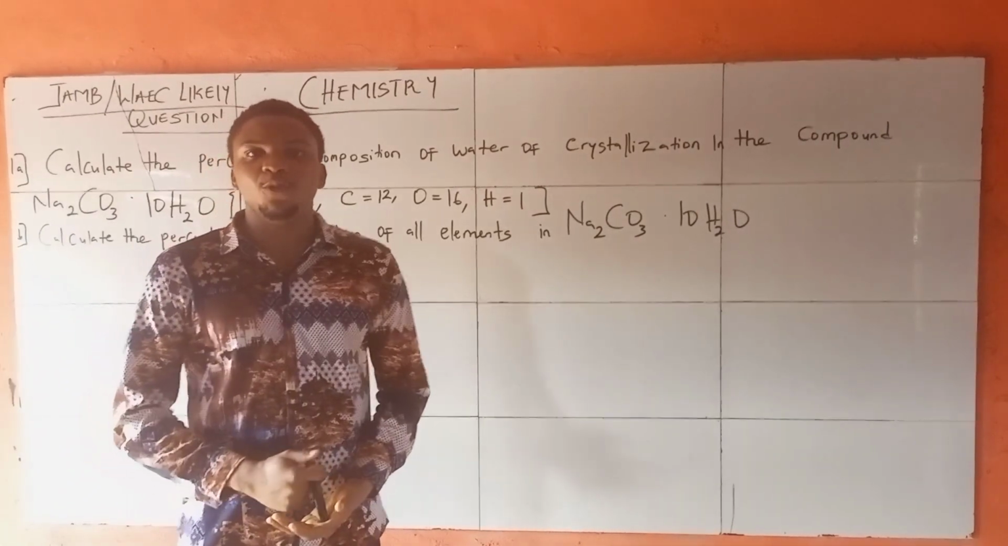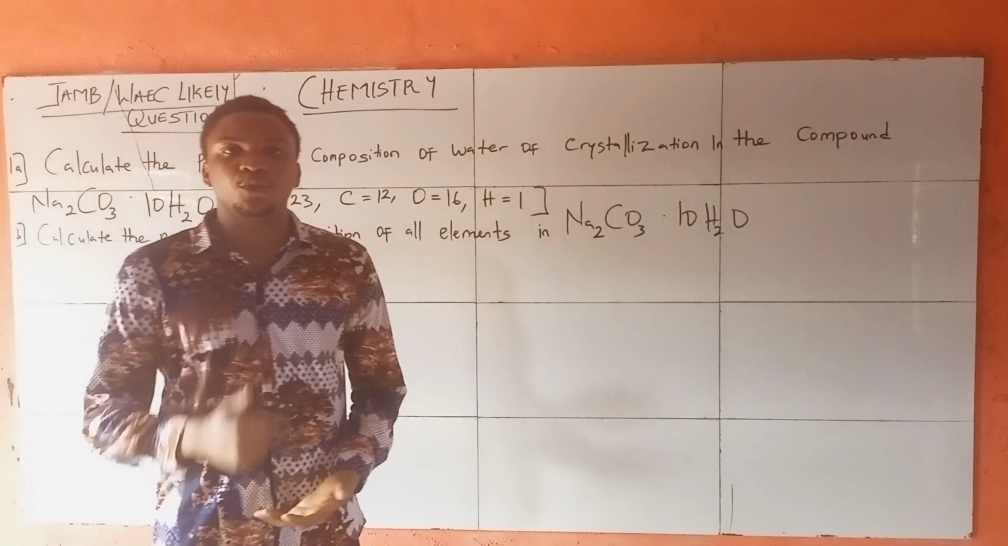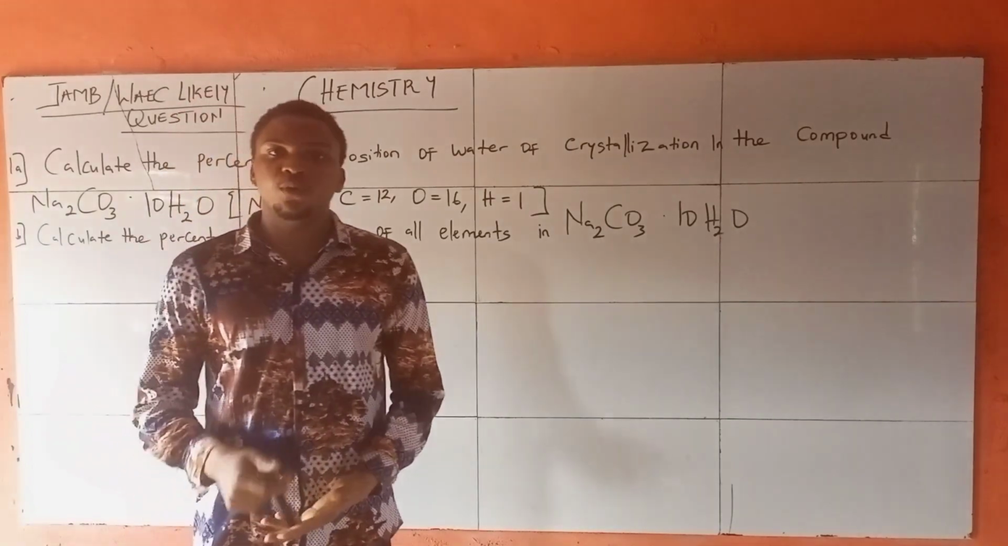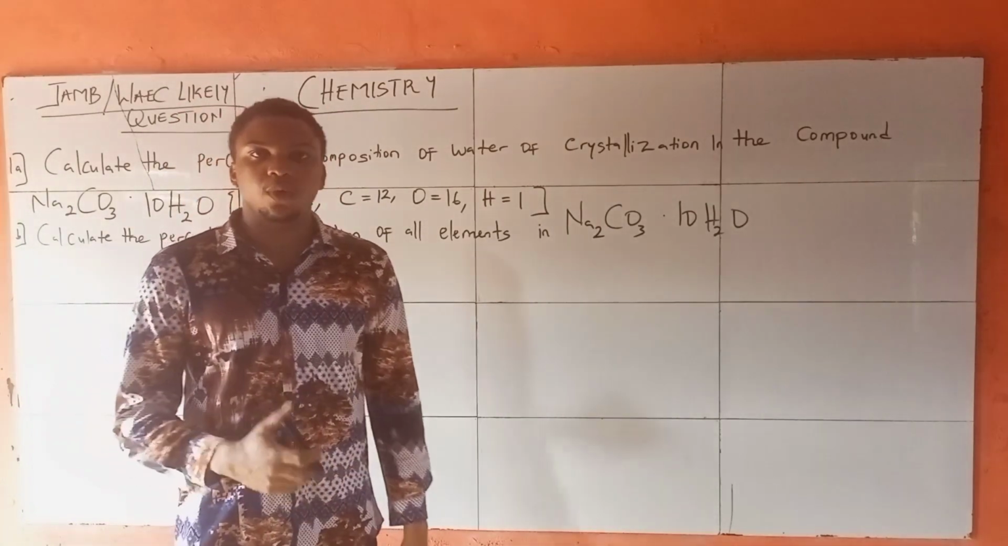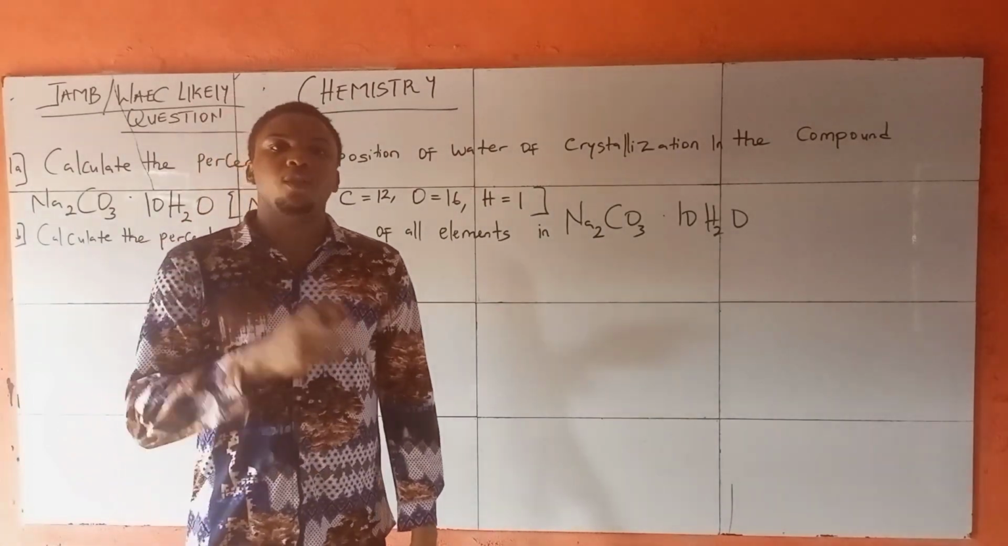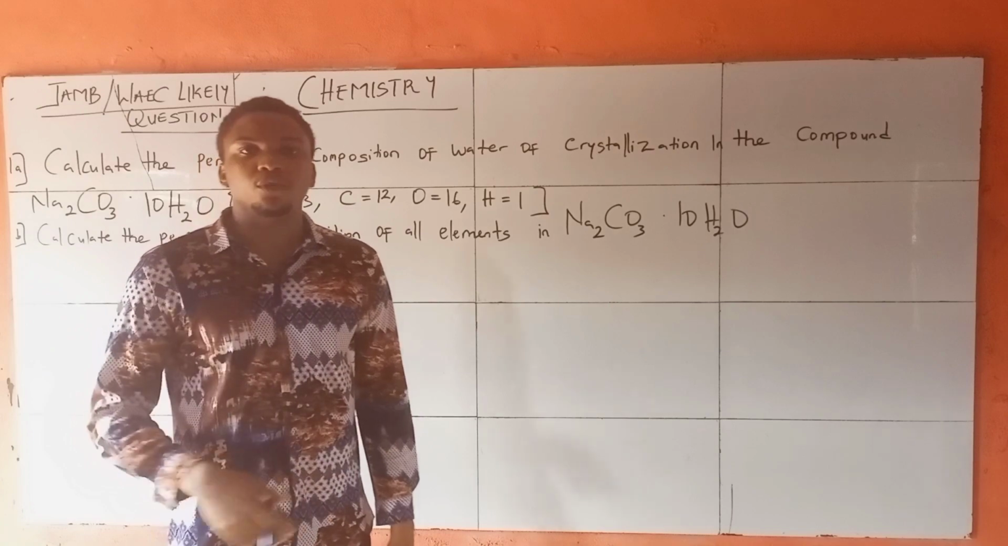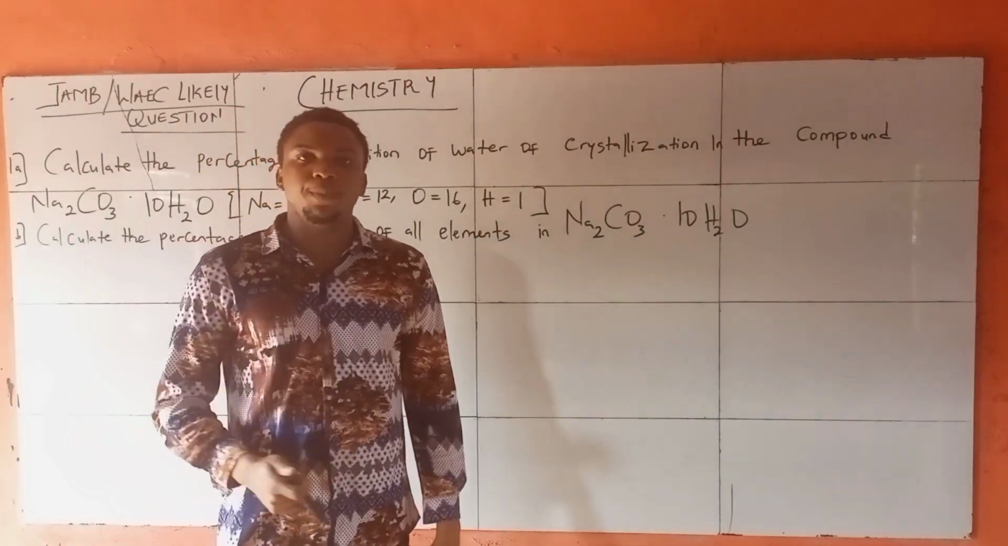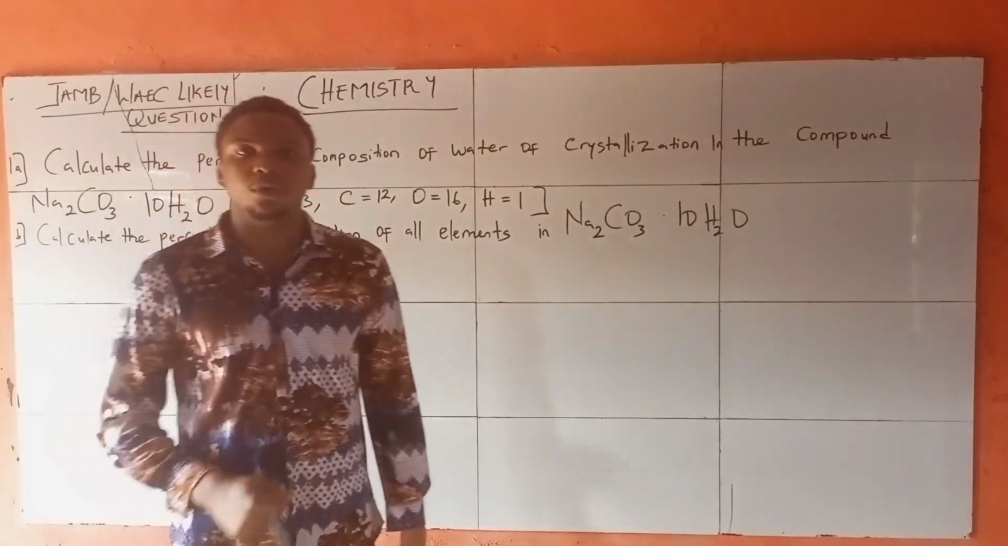In today's video, we'll be looking at how to solve questions involving water of crystallization. I've come across this type of question several times in JAMB, whereby we add water of crystallization to the compound. So how do we get the percentage composition of the water of crystallization?